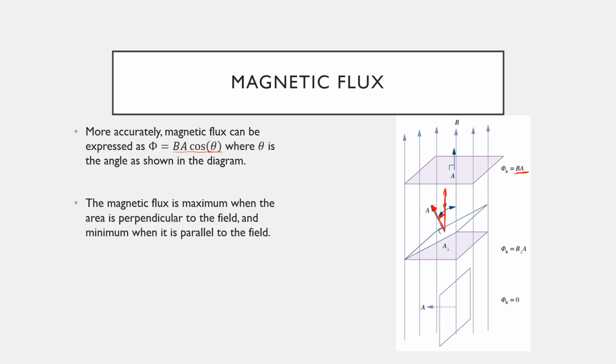And in the limiting case, when you rotate this by 90 degrees, the angle between the area and the magnetic field lines is 90 degrees. And what's cos of 90 degrees? 0. So there is no flux. There are no field lines going through this area in this case.